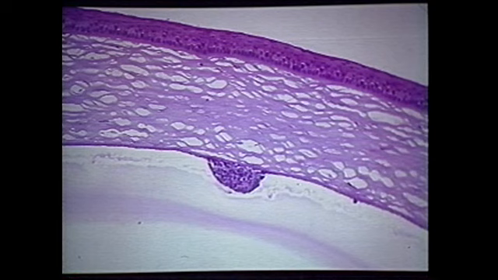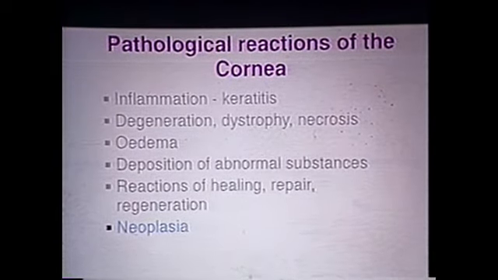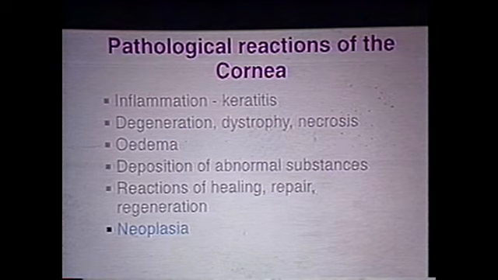Here we have an example of some proliferation of the endothelial cells with possible deposition of iris tissue, and this is the result of synechia, which has occurred during a severe inflammatory process which is taking place in the cornea. And of course, we have neoplasia as the end feature of the pathological reactions.